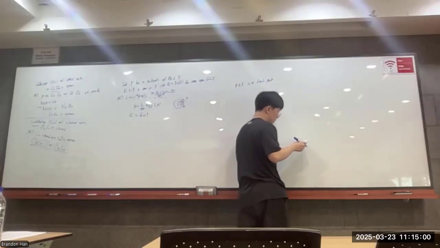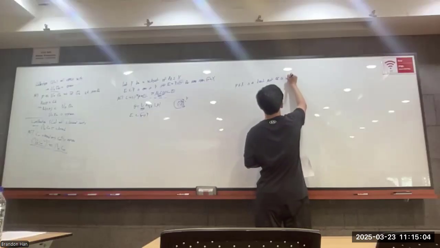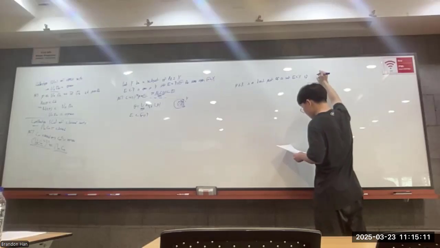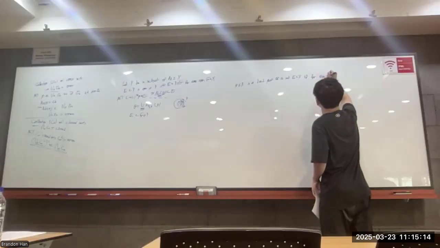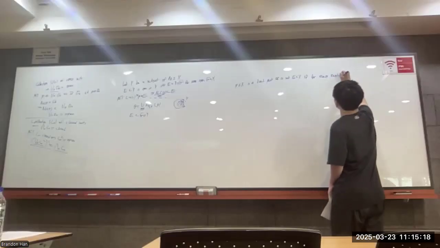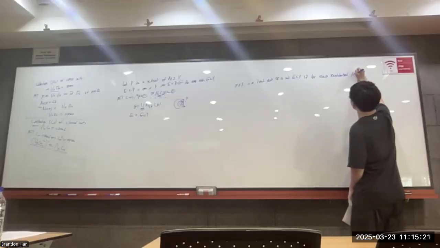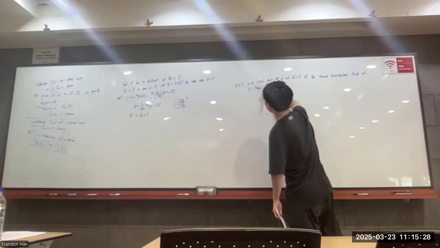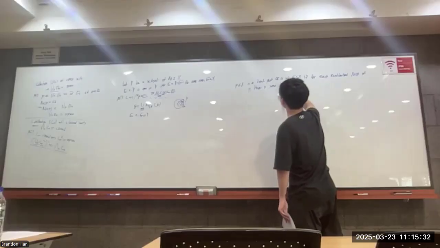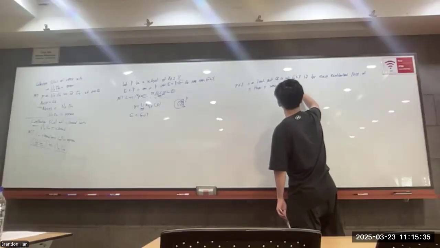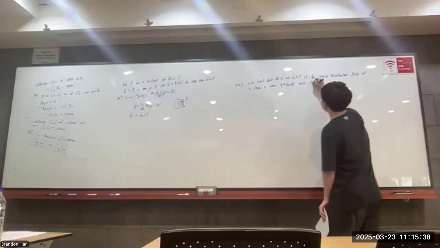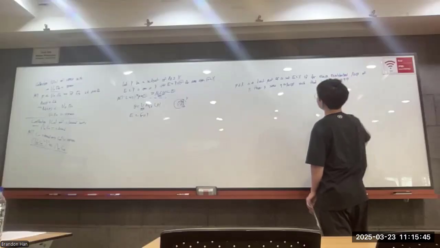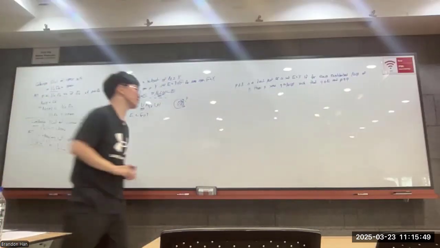P in X is a limit point of a subset E within this metric space if for every r, there's some Q in N_r(P) such that Q is in E. Okay, so this is the formal definition of a limit point.